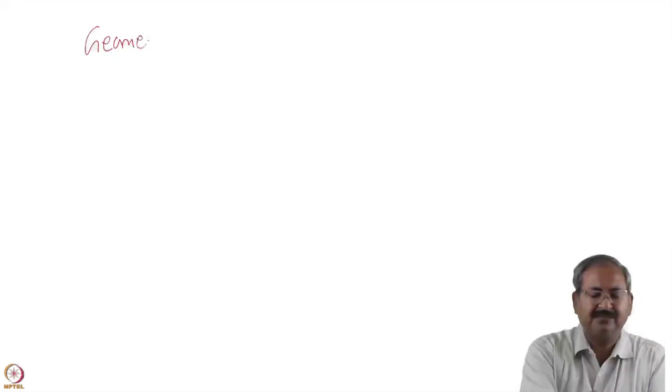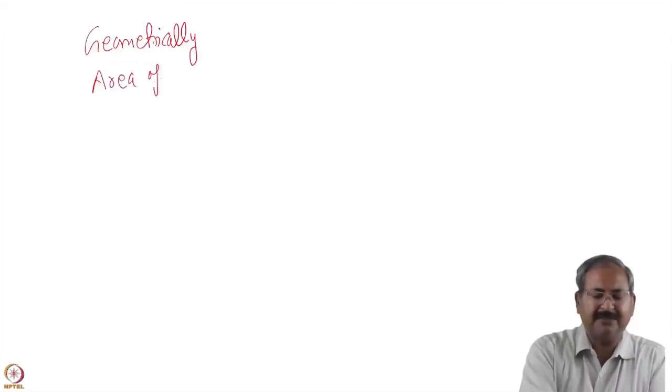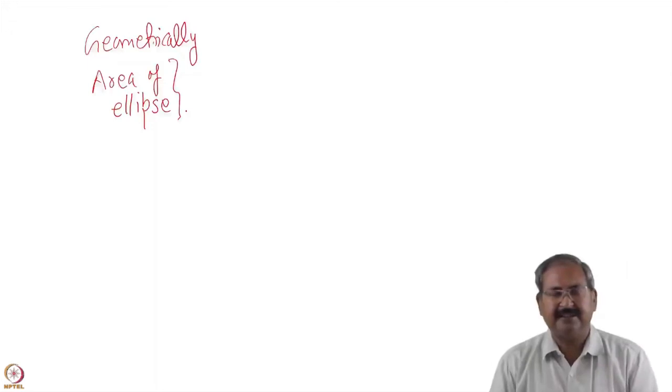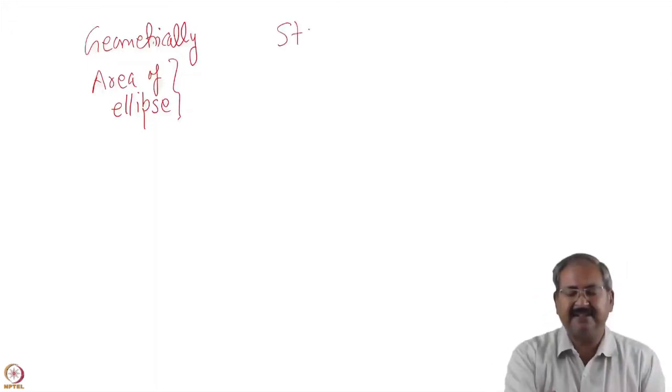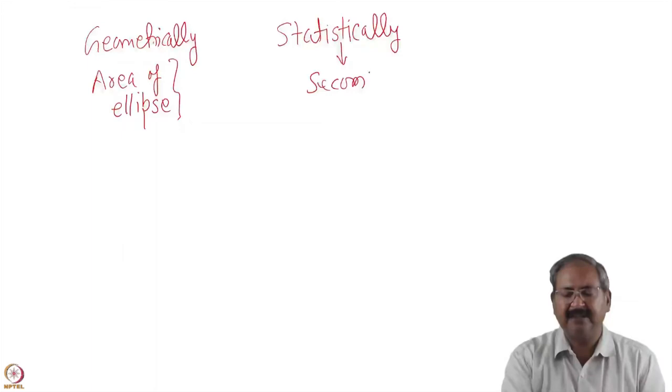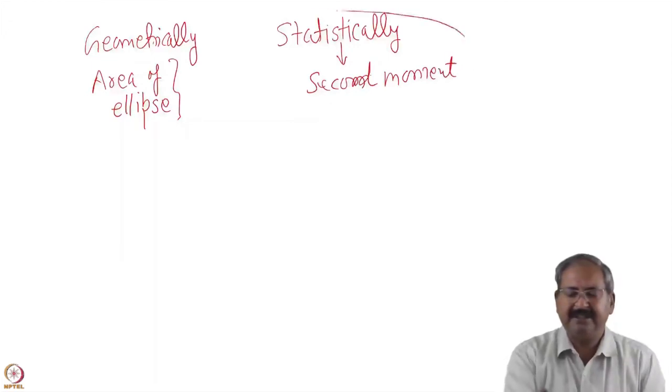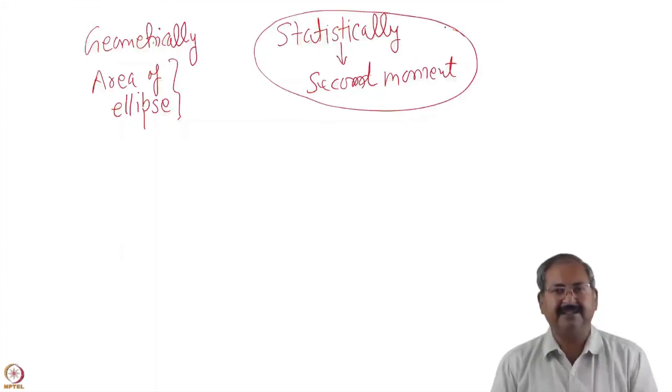Now we see that we have defined emittance geometrically as the area of an ellipse. And during the solution of the equation of motion, we have seen that this area remains constant. And then we defined emittance statistically, which corresponds to the second moment of the particle distribution in the position and angles. Whether this quantity remains constant or not, we have not seen. So, taking a simple example, we check whether this quantity remains constant or not.